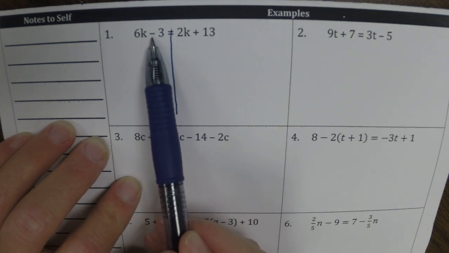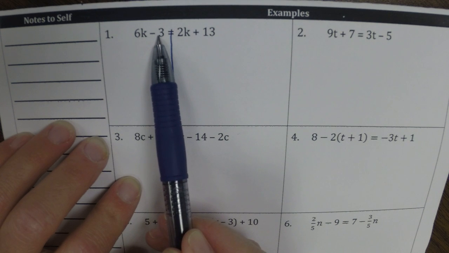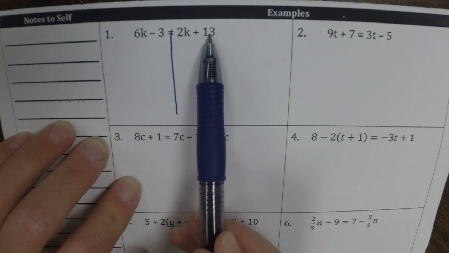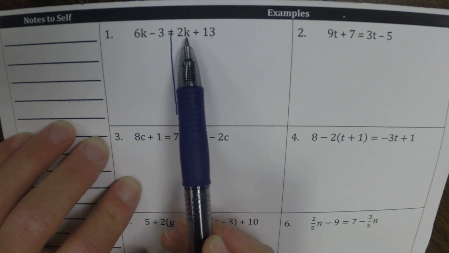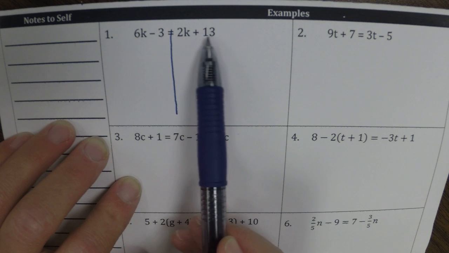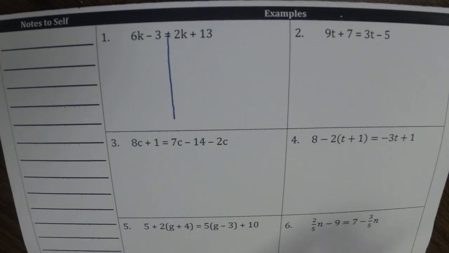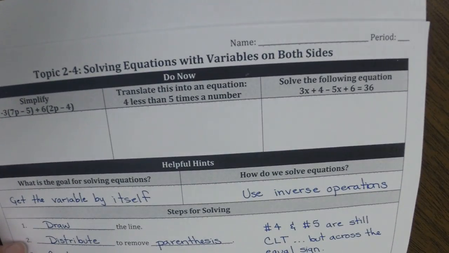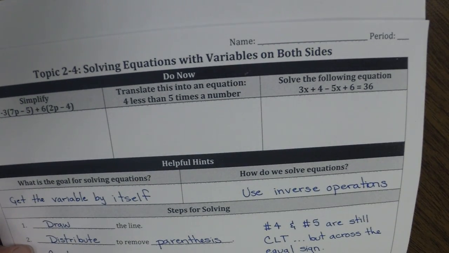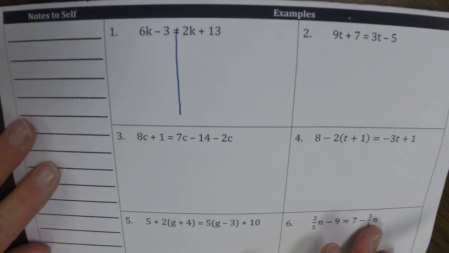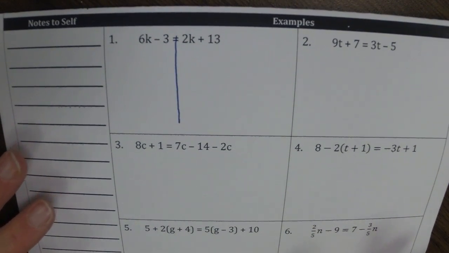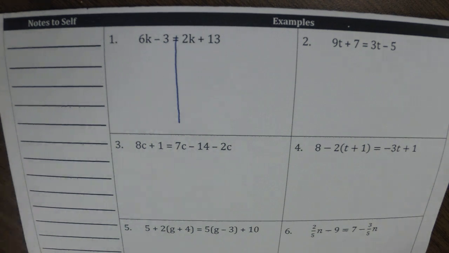So I look over here, but these two don't go together. I look on the right-hand side, these two are not like terms, because remember, like terms have to have the same variable with the same exponent. Okay? So then I lost my count. Where are we at? Step 4 is to use addition and subtraction to get the variable isolated on the left. So remember, we're still just trying to combine like terms.